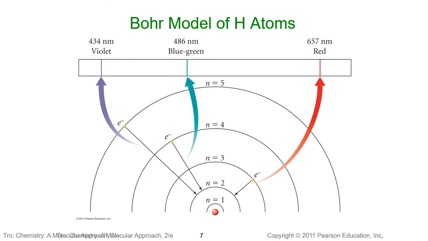So why do we see these emission spectra? This is due to the Bohr model of the atom, where we have discrete energy levels, which are represented by these numbers, n equals 1, n equals 2, n equals 3, and so on. And the transition of the electron from one energy level to another energy level. So if our electron is going from a higher energy level to a lower energy level, it gives off light. If it's going from a lower energy level to a higher energy level, it absorbs light.